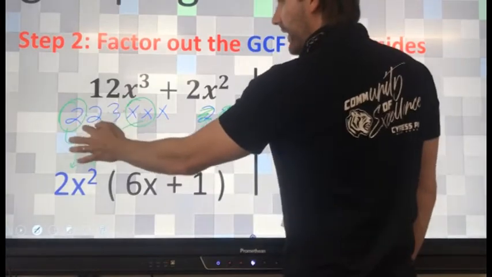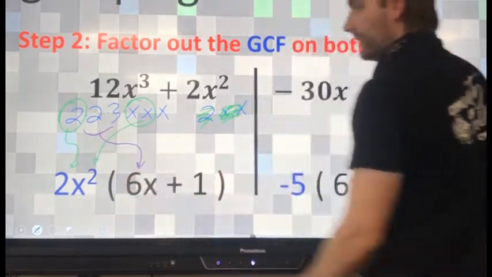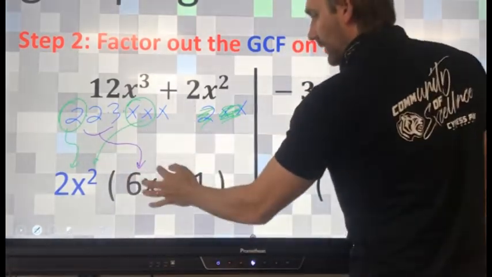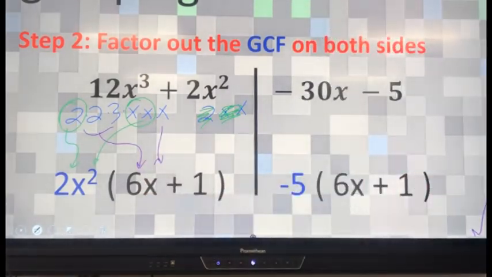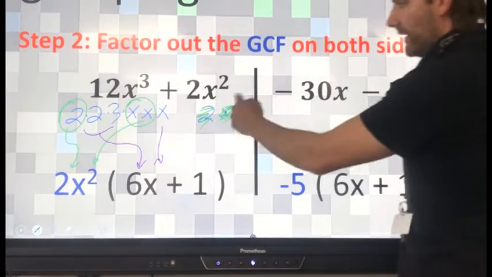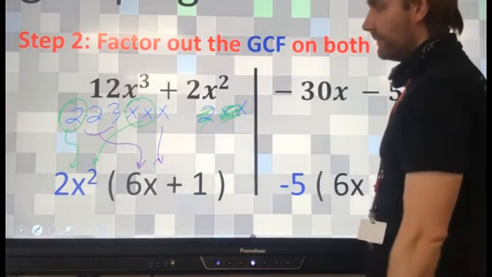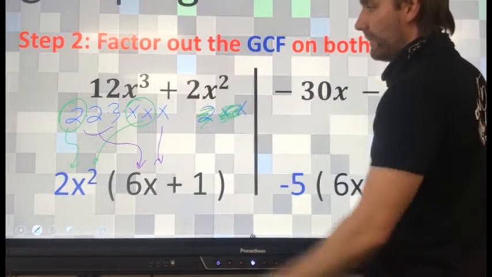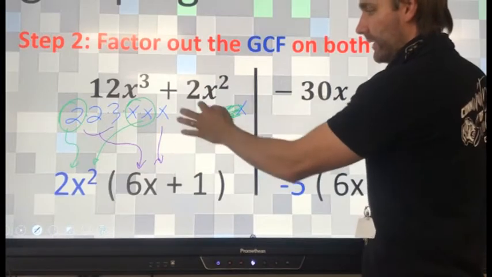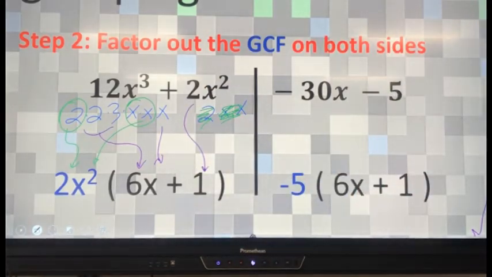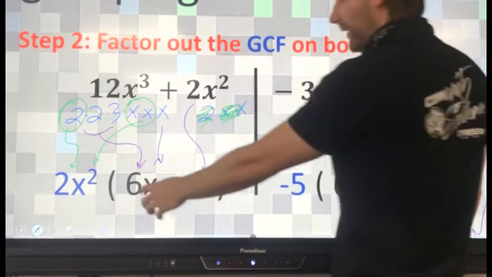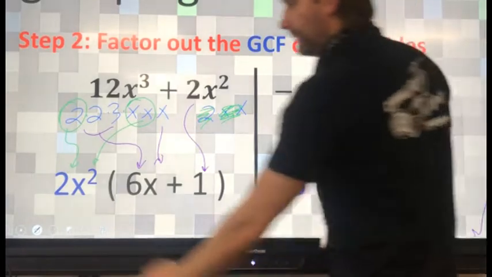So looking here, what do I have left over? 2 times 3 is 6, and an x. That's my first. And here, notice I've taken everything out. My GCF was this number. So what happens when you divide a 2x squared by 2x squared? Well, you get a 1. So on the left side, my GCF 2x squared. Once I factor that out, I'm left with 6x plus 1.